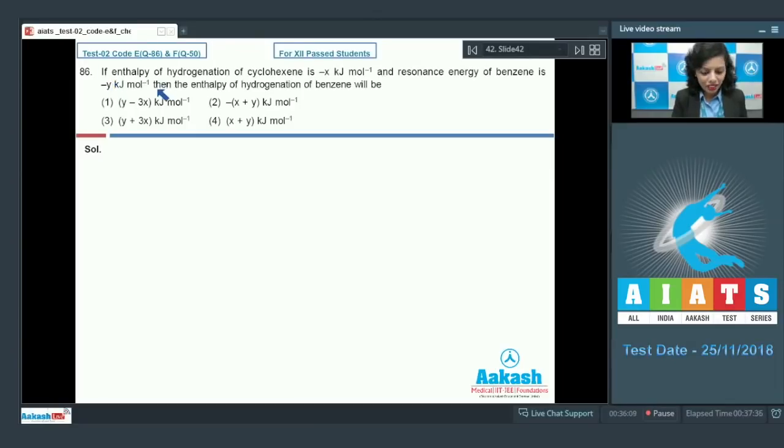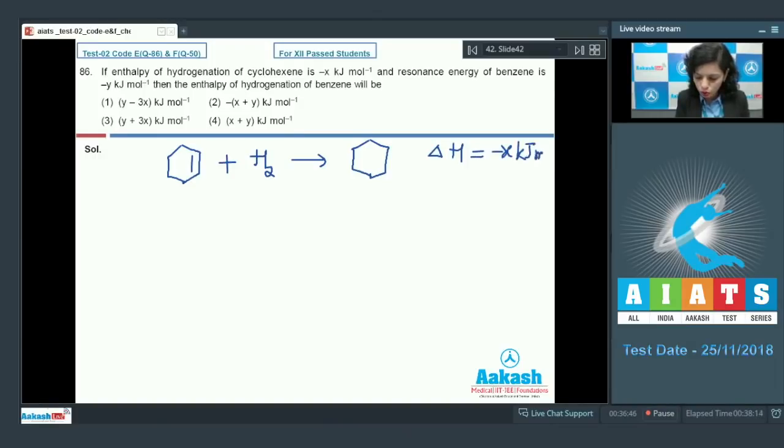Now question number 86. If enthalpy of hydrogenation of cyclohexene is minus X kilojoule per mole and the resonance energy of benzene is minus Y kilojoule per mole, then the enthalpy of hydrogenation of benzene will be. First we need to find out the chemical reactions. One is hydrogenation of cyclohexene. What is cyclohexene? It is an organic compound. Its hydrogenation is taking place and it is giving you cyclohexane, and in this case the enthalpy change is minus X kilojoule per mole.